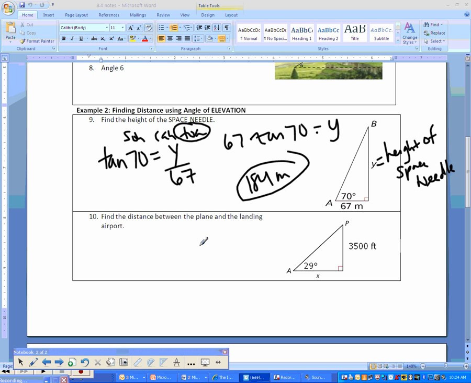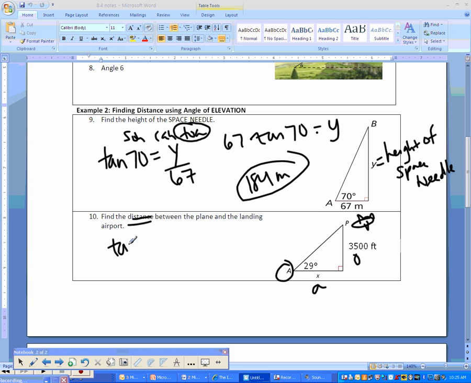Okay. Number 10, find the distance between the plane and the landing strip. So here's the airport, here's the plane that's in the sky. We're going to work in a second on how to draw these triangles. So when it says find the distance, they're talking about this line right here. How far away is this airplane? If it was on the floor, how far would it have to travel to get to the airport? Okay, so we know we have an opposite side. 3,500 feet is opposite the 29, and x is considered the adjacent.